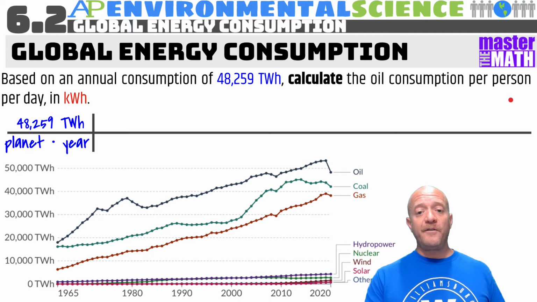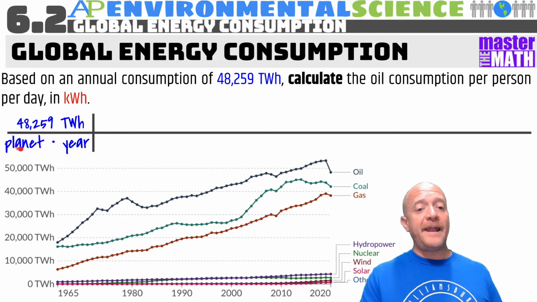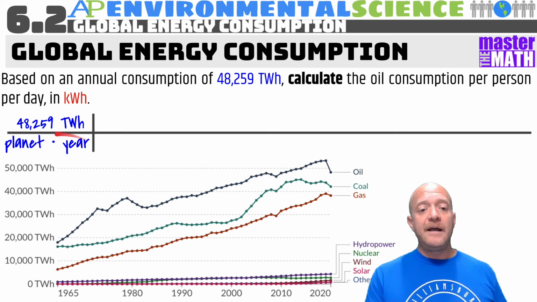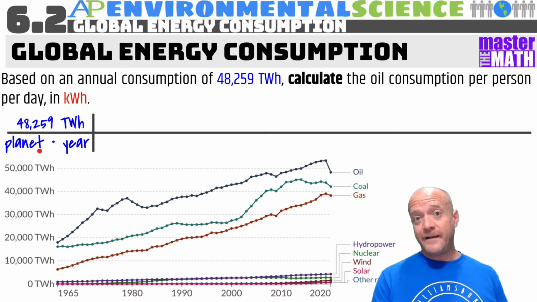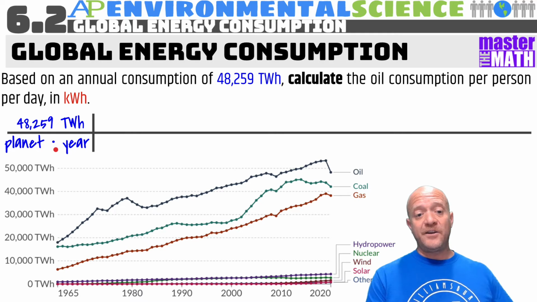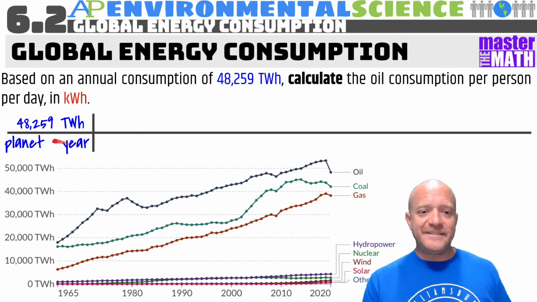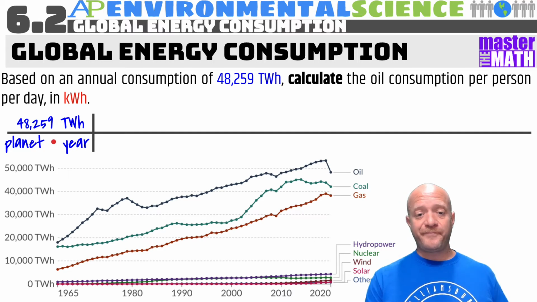So we're going to start out with 48,259 terawatt hours per planet, per the entire global population, per year. This is the way it's written. It's 48,259 terawatt hours per planet per year. That's how you would read it, but that's not how you write it. Because it's per planet per year, this is how it's written. Okay? That dot just means that we're multiplying.